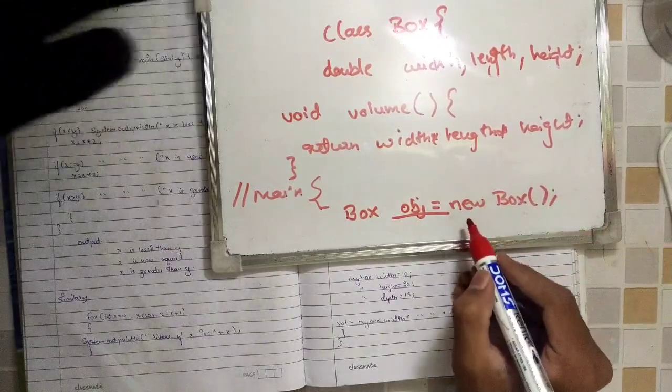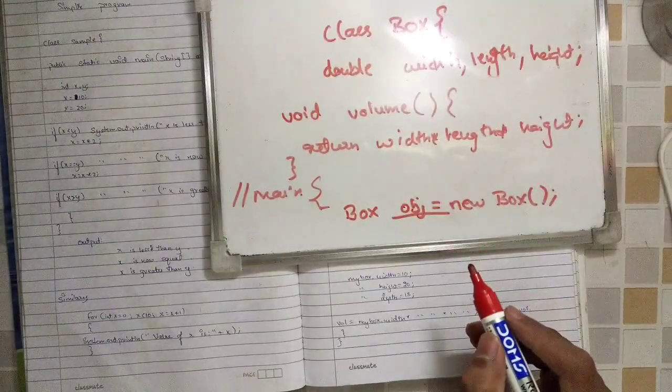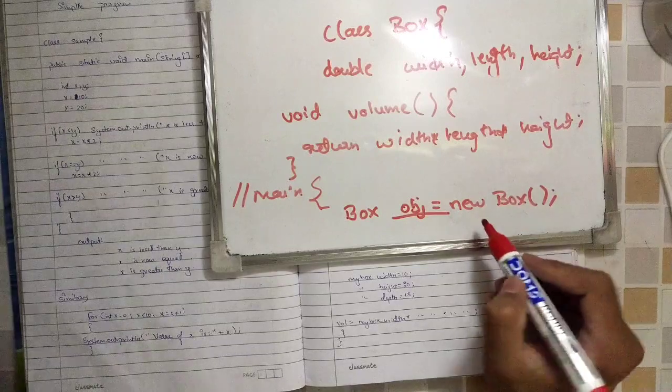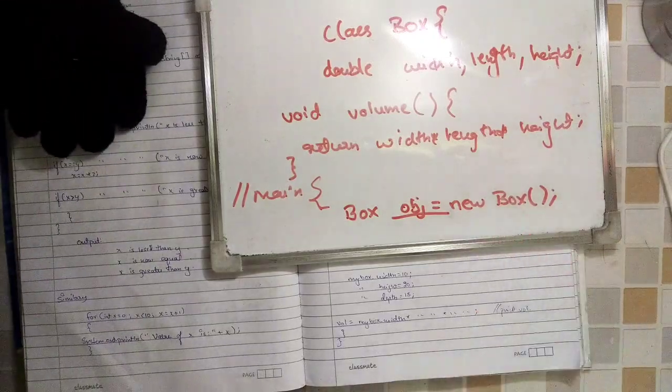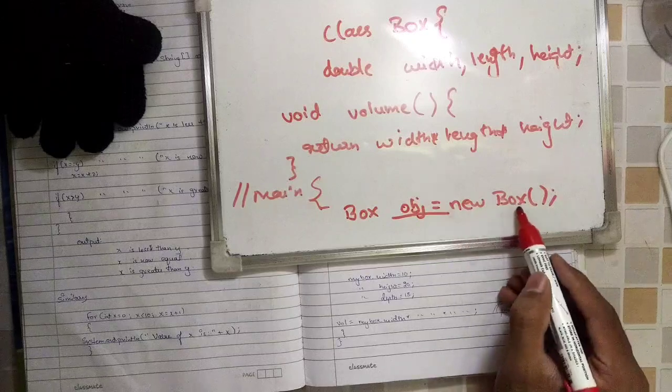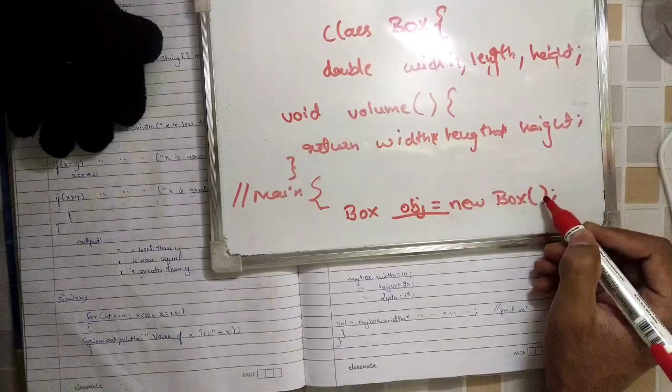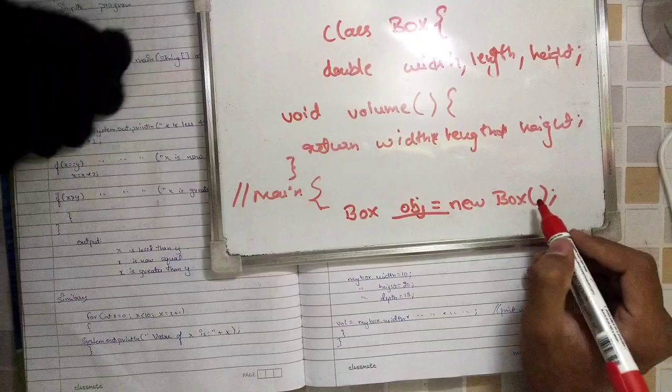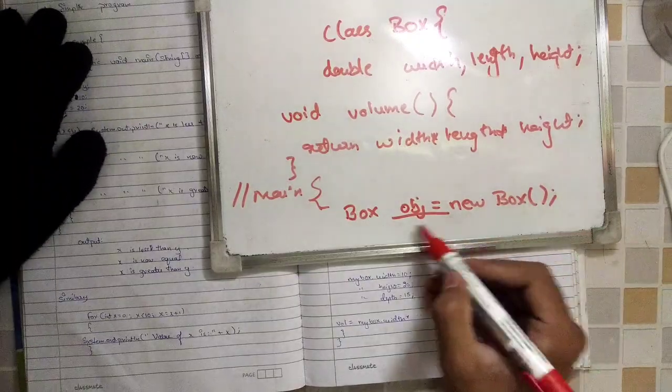So new is nothing but the way we use malloc, calloc and all in our C, the same way new is used here to allocate memory for our object. Okay, so it's dynamically allocated. This is my Box without passing any parameters. So here the object is created.